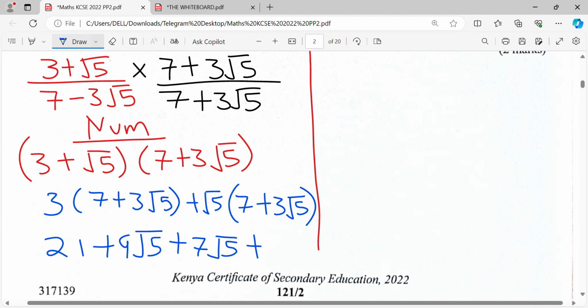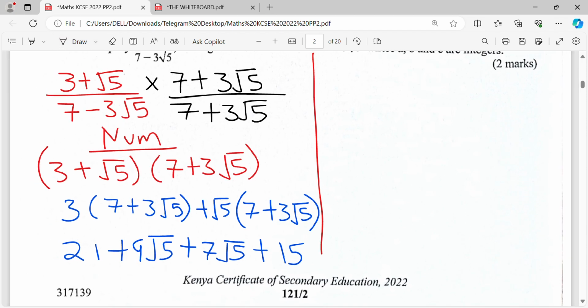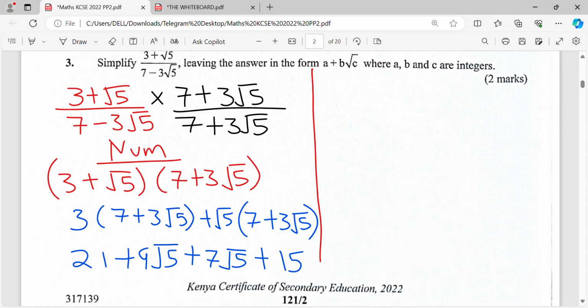Then let's go to the second part of the bracket. This one is going to be root 5 times 7. 7 is a number, root 5 is inside the root, so it is a Surd. So that is just 7 root 5, because one is a number and the other is a root. Then lastly, plus root 5, we want to multiply by 3 root 5. Root 5 times root 5 gives root 25, which is 5. Then the 5 you multiply by the 3 that was next to root 5. So 5 times 3, you get 15 there.